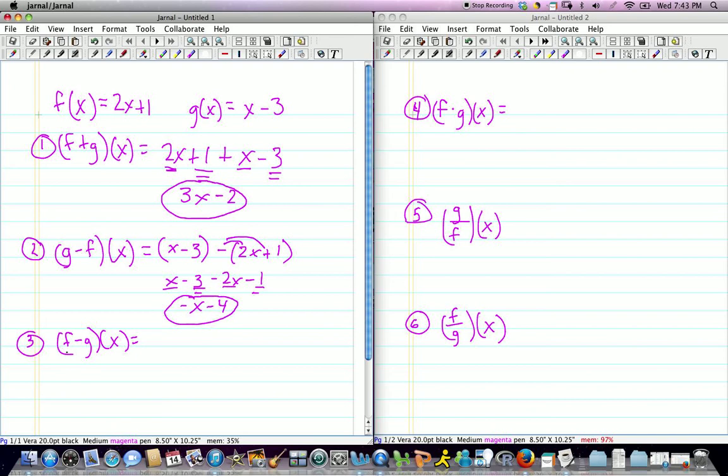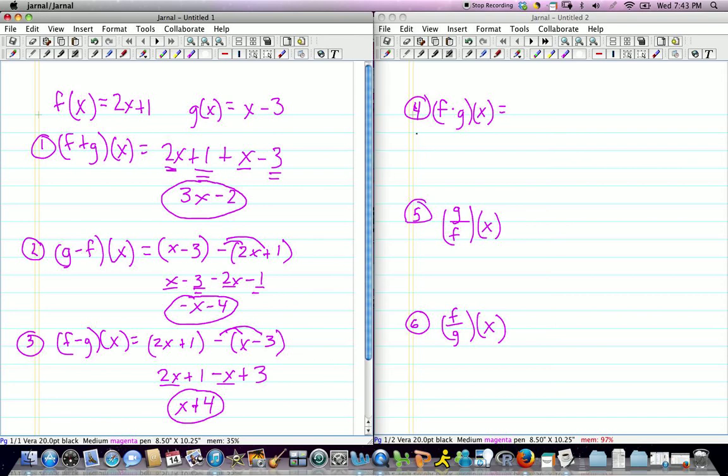Similar here for f minus g, I just changed the order. So I have 2x plus 1, which is f, minus my g, which is x minus 3. Notice again that I use parentheses. I distribute the negative to the second terms. So I have 2x plus 1 stays the same. I have minus x and I have plus 3 when I distribute. Then once again I combine like terms, so 2x and negative x gives me positive 1x, and plus 1 and plus 3 gives me plus 4. So x plus 4 would be my f minus g.